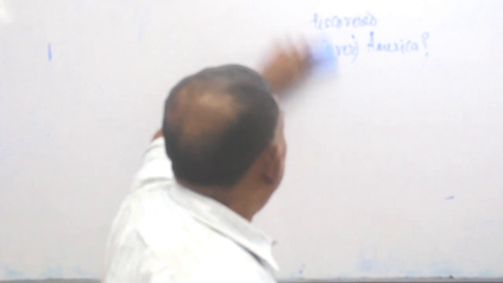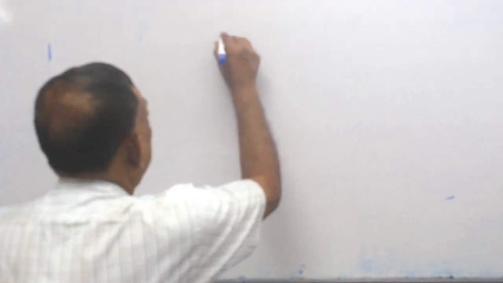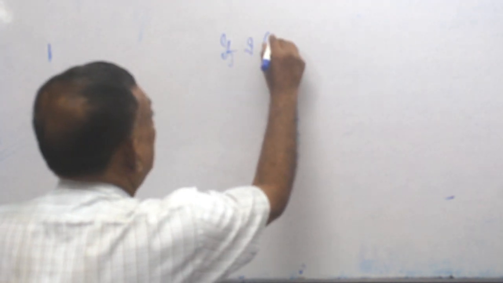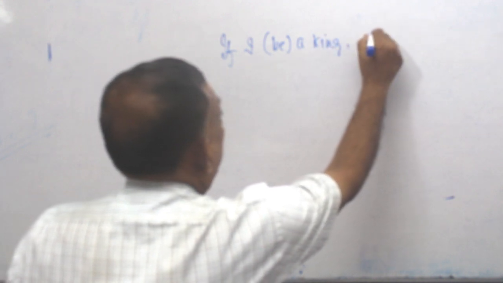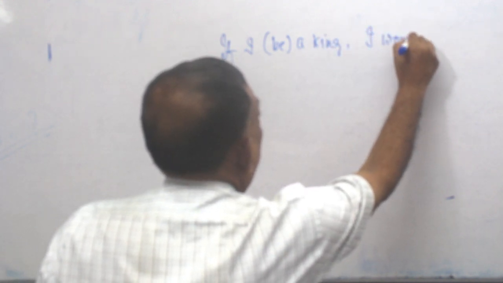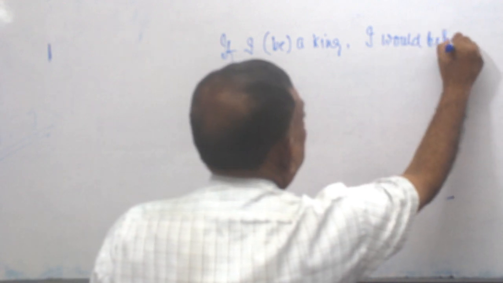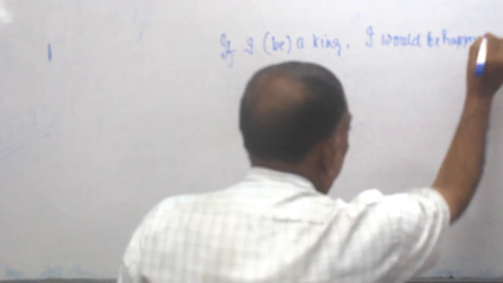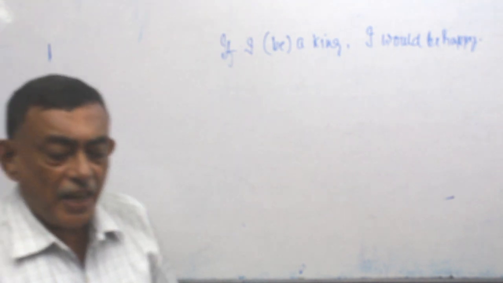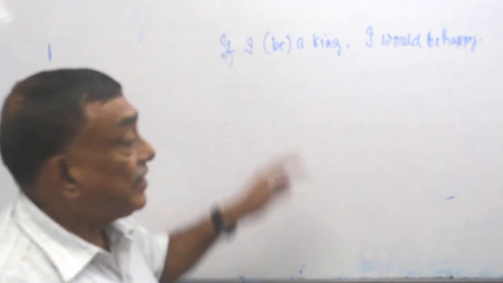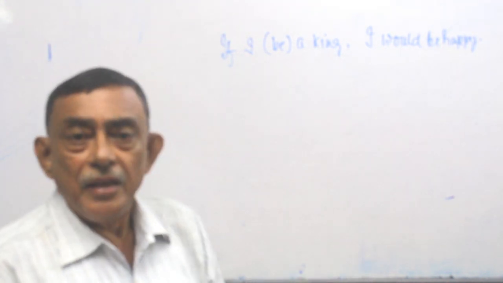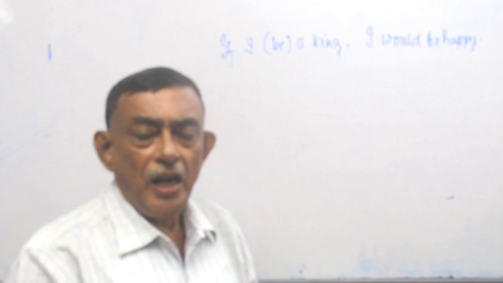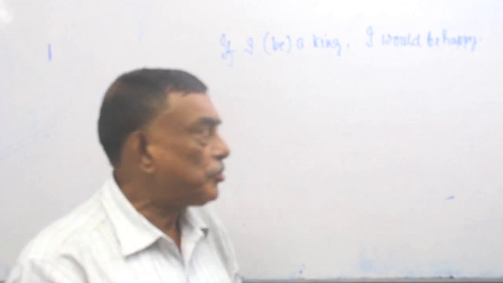Next is question number 5. Now question number 5 has been given: If I be a king, I would be happy. Now this is a fantastic question and a very puzzling one. If I be a king, I will be happy. In shortcut, I will make this and I will give the answer of this thing.